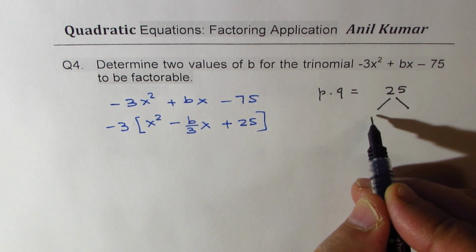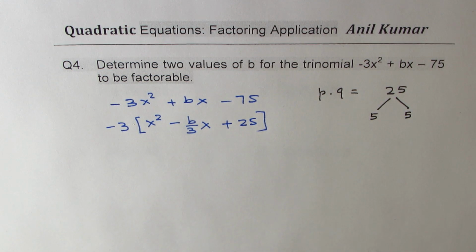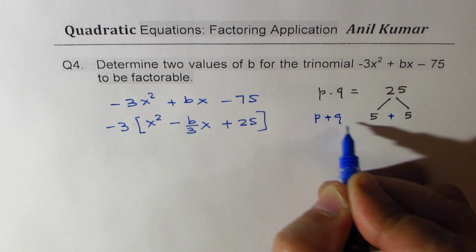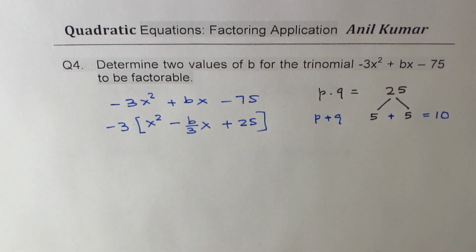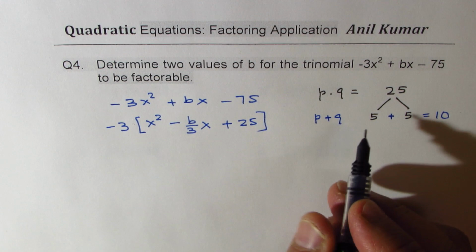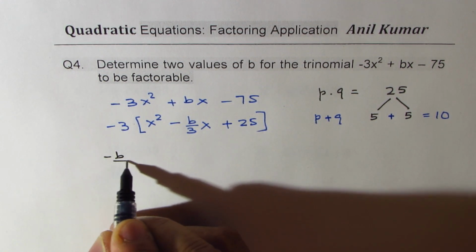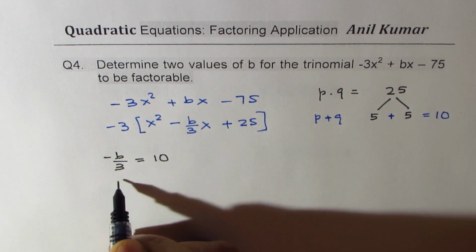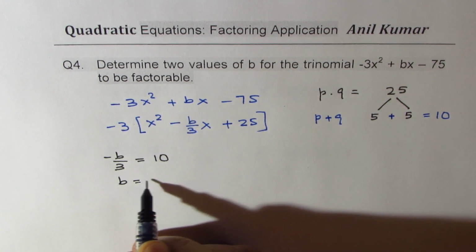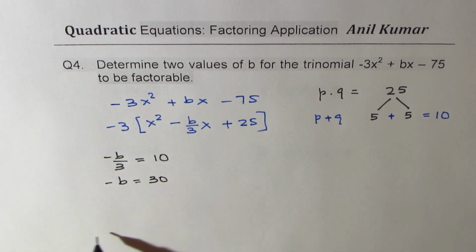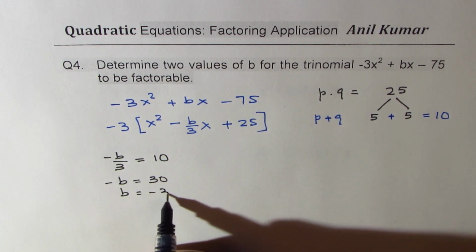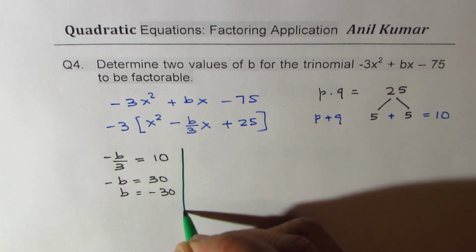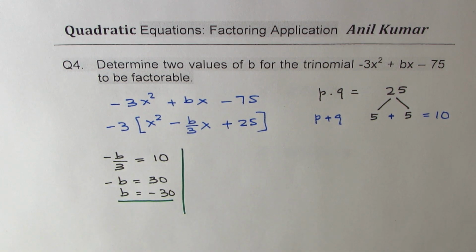So for example, 5 times 5. Now when you add them up, then what do you get? You get 10. So that will give you one answer, right? So you could say that minus b by 3 should be equal to 10, and then cross multiply. Minus b equals to 30 or b equals to minus 30. So that could be one combination, right? Okay. So you got one solution of b, which is b equals to minus 30.